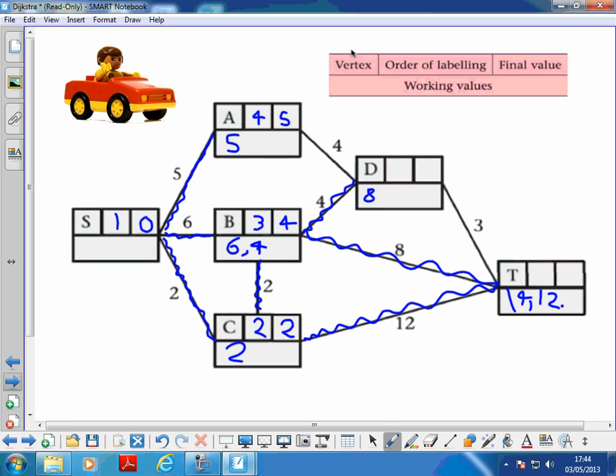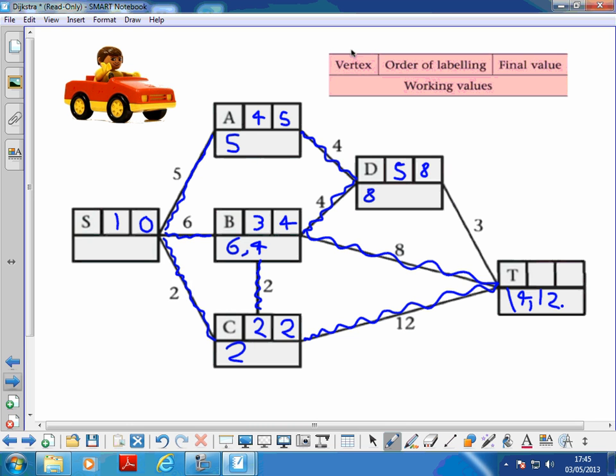Then we update from A, and we get a new working value. Now this working value, 5 add 4, is 9. So we could get to D by going via A, but that would be a distance of 9. We already know that we can get there at a distance of 8. So we just don't write that in. Exactly. Now 8 is our smallest, so we can choose D fifth with a final value of 8. And then we're going to update from D.